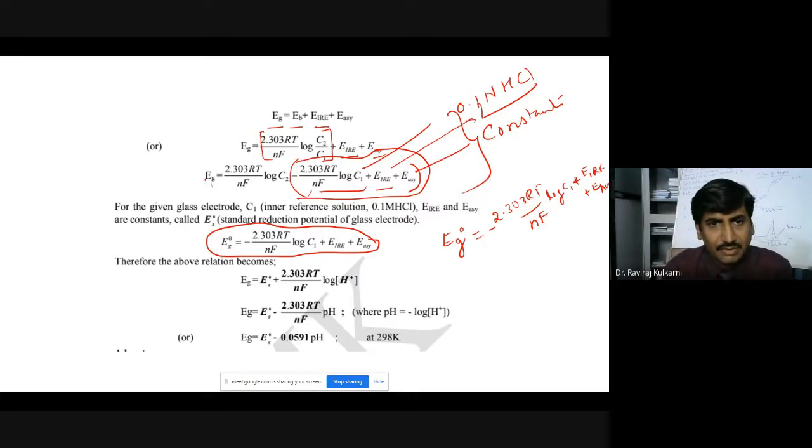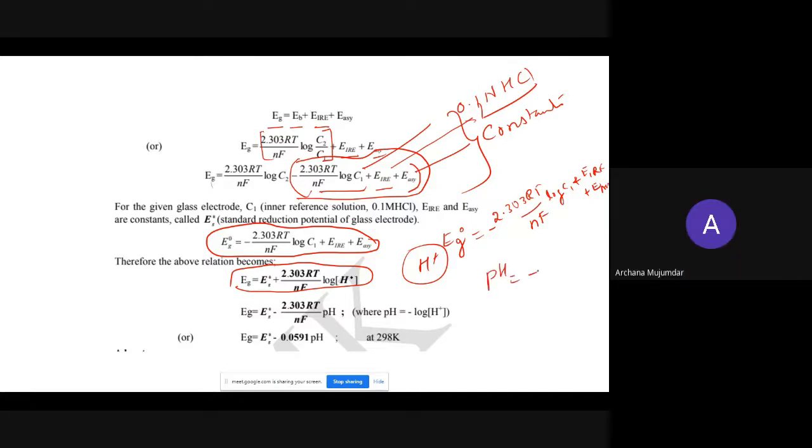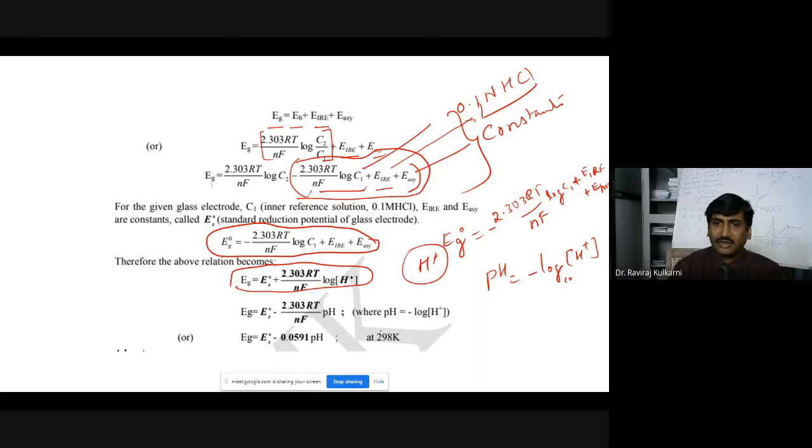Now I can write. Okay, so what does Eg become now? Eg is equal to 2.303 RT by nF log C2 plus what? Eg naught. I can write like this also: Eg naught plus 2.303 RT by nF log C2. What is C2? It's also the H plus ion concentration only, right? We want to determine the pH, means you are determining the H plus ion concentration only. So instead of C2, I'll write H plus ion concentration. Now, what is pH? pH is negative logarithm of H plus ion concentration. Okay, so I can substitute this here.